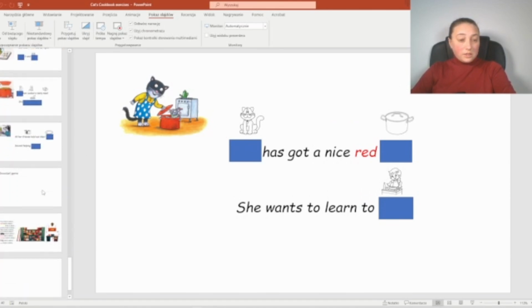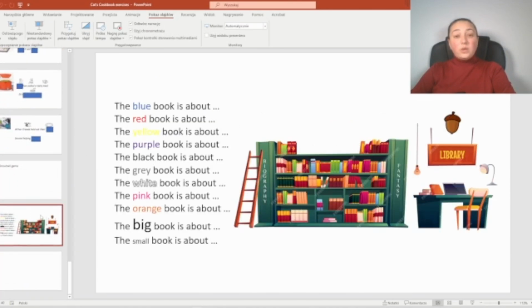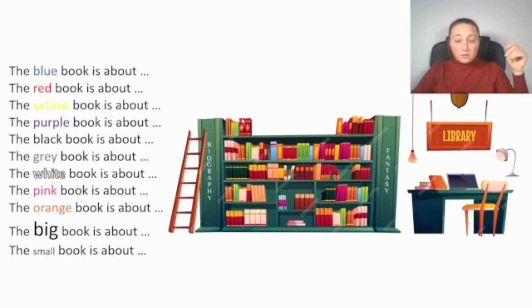Okay, now there is a snowball game, which has the same idea. This is the Acorn Library. So let's have a look at the books at the Acorn Library. And we start. The blue book is about a great big dinosaur. The red book is about telephones. The yellow book is about teachers.